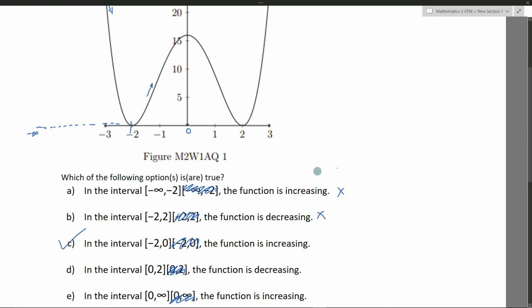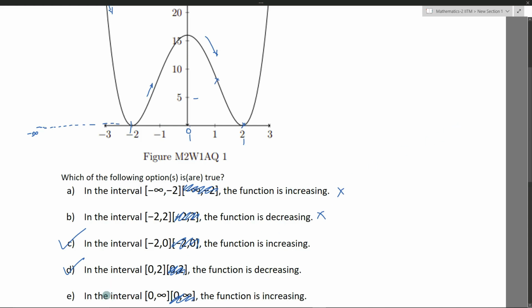What about the next option? The next option tells us that in the interval 0 comma 2, the function is decreasing. In 0 comma 2, from here to here, if we move along the graph, the function is decreasing, right? If we move from 0, the value is somewhere here, and if it is 1 here and 2 here, the function value is decreasing, right? So option D is also right.